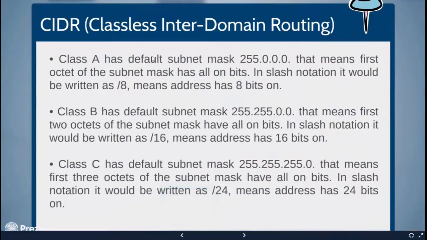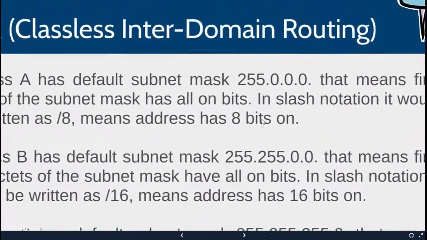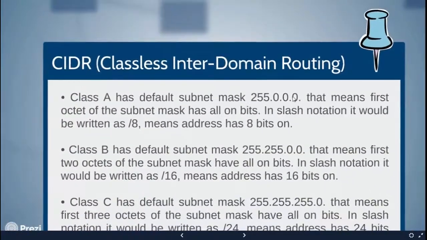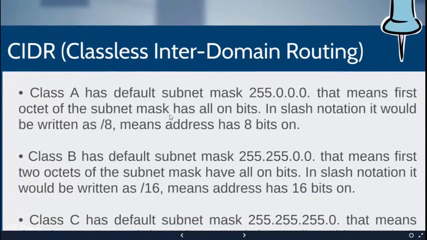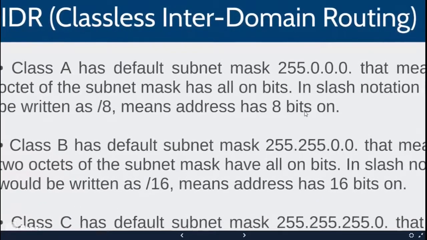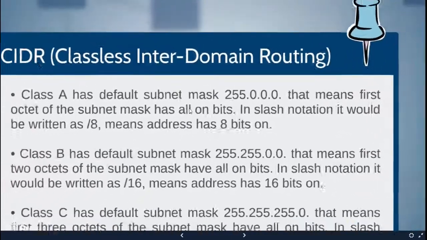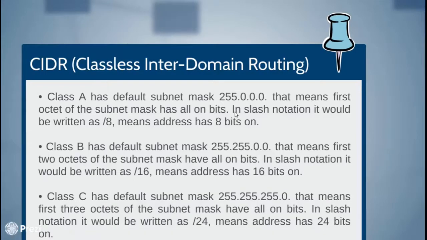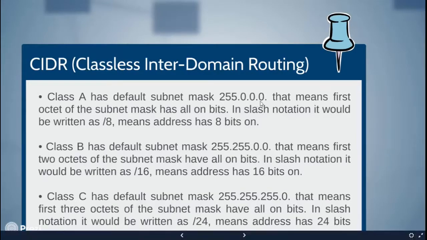So this is CIDR. Okay, we have Class A, Class B, and Class C. As we all know, Class A is the biggest network. It has a lesser number of networks, but the biggest network is Class A. Okay, big companies like Google are actually using this address. Okay, the Class A address 255 and then .0.0.0.